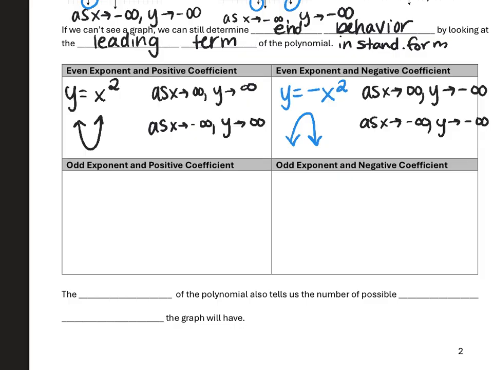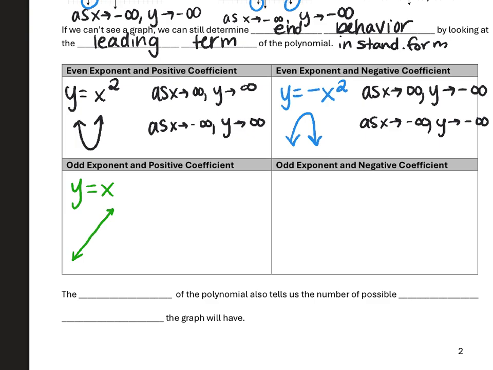For an odd exponent, think of just like a linear function. That's technically an odd exponent of 1. And it has a positive coefficient because it's just a positive 1 in front. Think of it like a linear function. Left to right, if it's a positive slope, it is going to rise, always. And that's true of any odd exponent. So to the third, to the fifth, with a positive coefficient, it will rise from left to right.